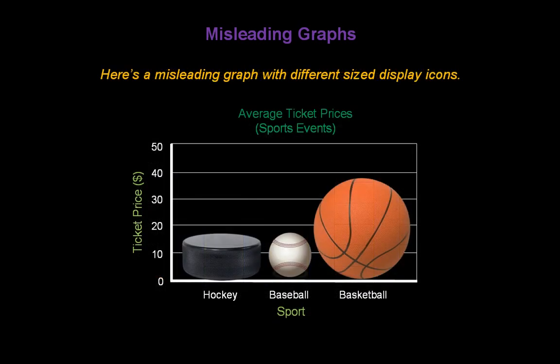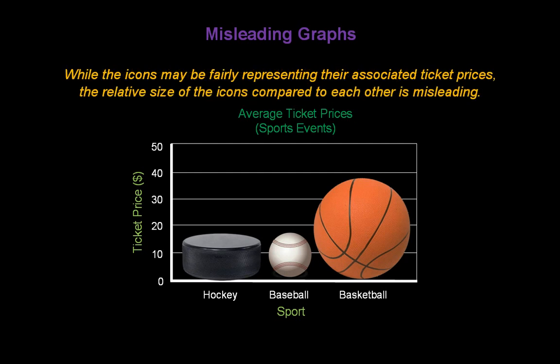Here's a misleading graph with different sized display icons. We're comparing the average ticket prices for 3 sporting events: hockey, baseball, and basketball. Now, while the icons may be fairly representing their associated sport and ticket prices, it's the size of the icons compared to each other that's misleading.